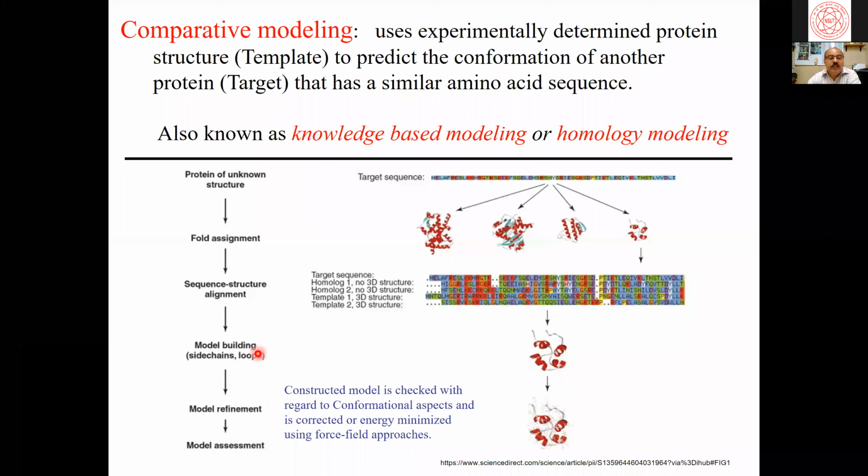The model is built, including side chains and loops. It is further refined and assessed for its quality. Also, the constructed models are checked with regard to the conformational aspects and corrected, with energy minimized using various force field approaches. So you get a good quality predicted model that can be further utilized for various structure-based approaches, as we discussed.